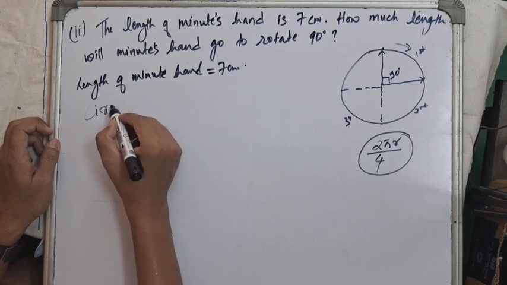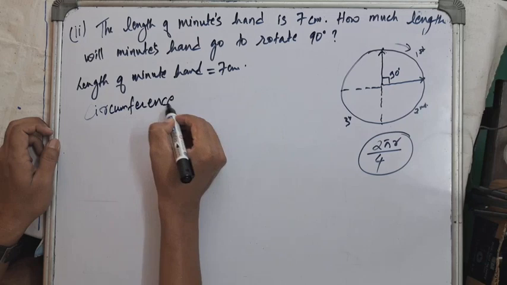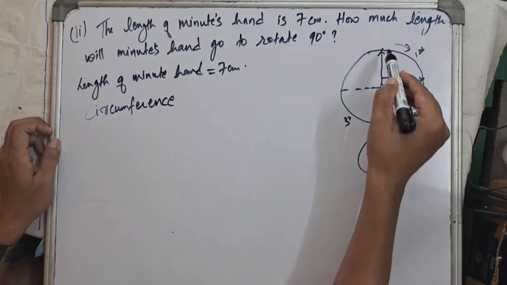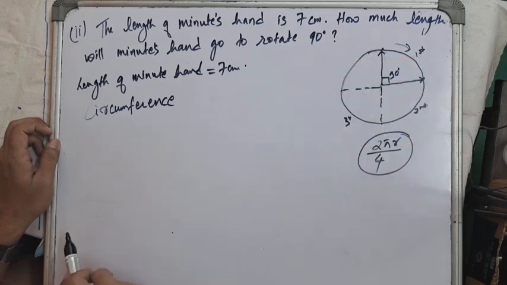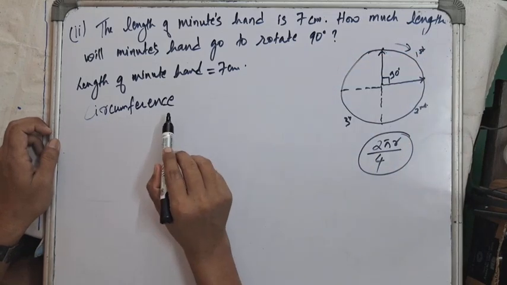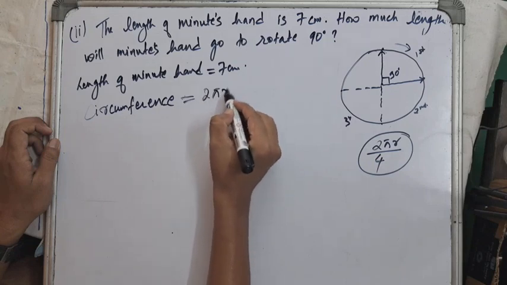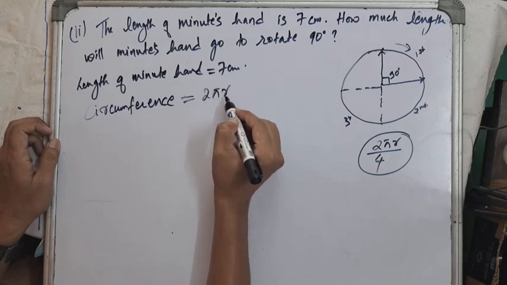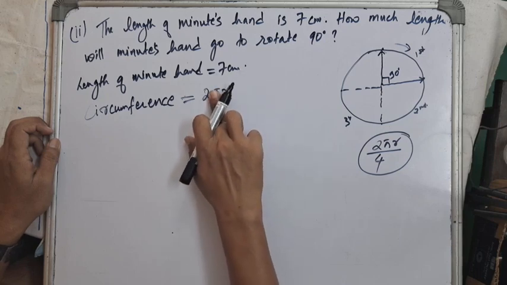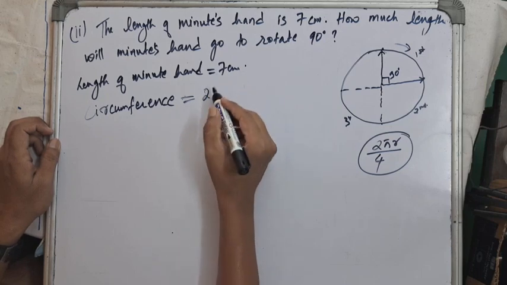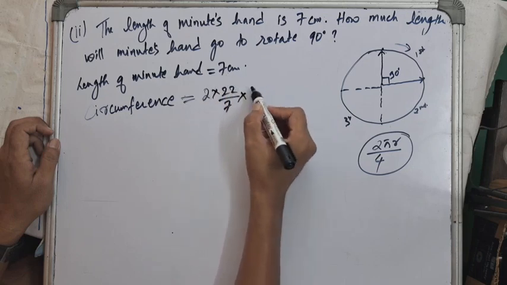Circumference of the circle means, if this minute hand would have completed 1 revolution, the distance covered by the minute hand. That is equal to the circumference, which is 2 into pi into r, where pi is 22/7 and r is the radius, which is equal to 7 centimeter, isn't it? So let's put the value of pi and r. Pi is 22/7 and radius is 7.